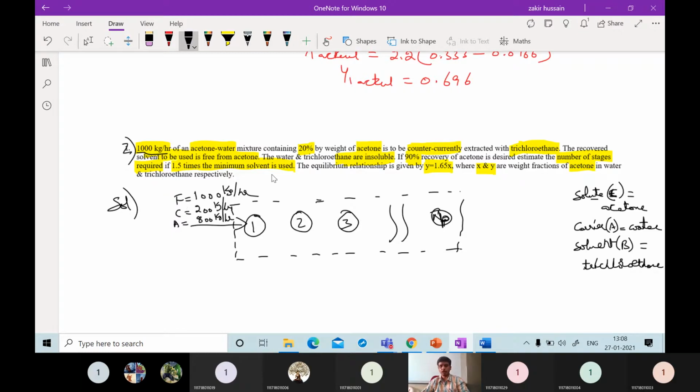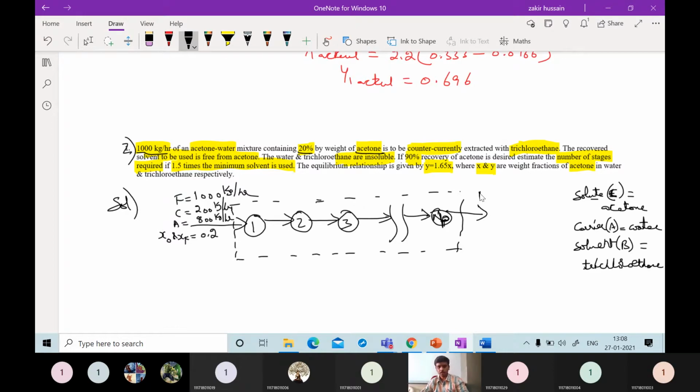Then what is the fraction of solute entering? It is X naught, or XF, which is 0.2, since acetone is the solute and it is 20%. Then it goes from stage 1 to 2, stage 2 to 3, and on to some nth stage, and finally it leaves as the raffinate phase, or RX.